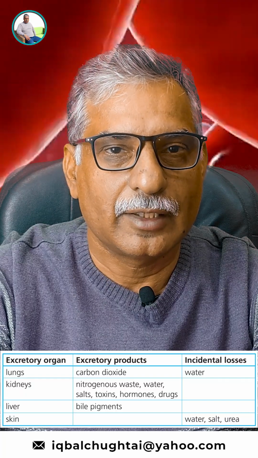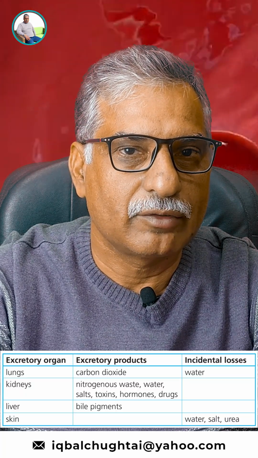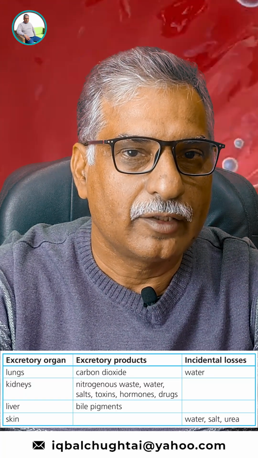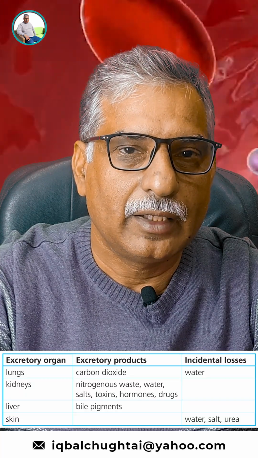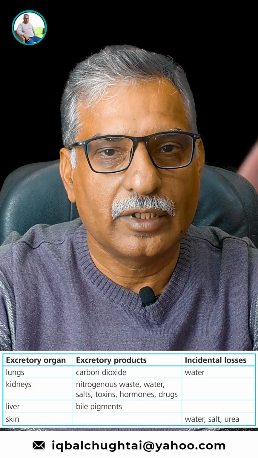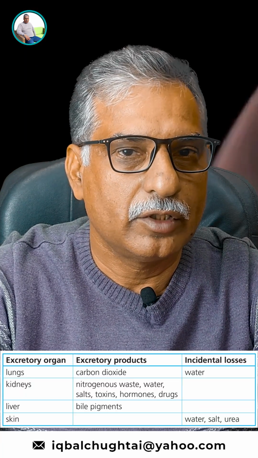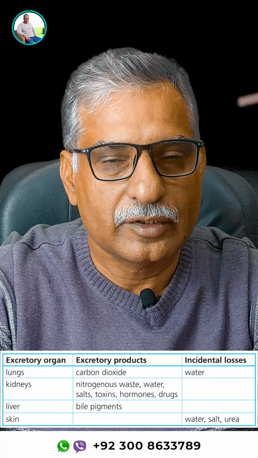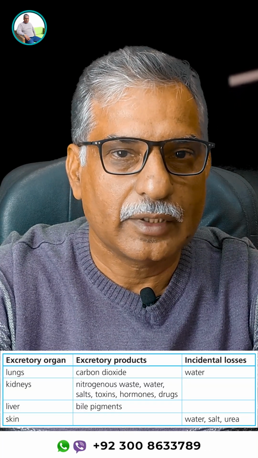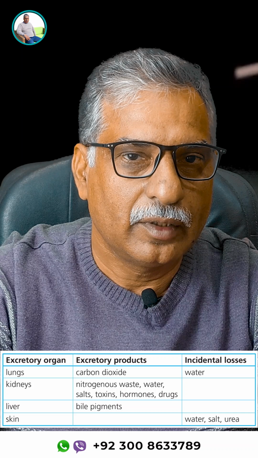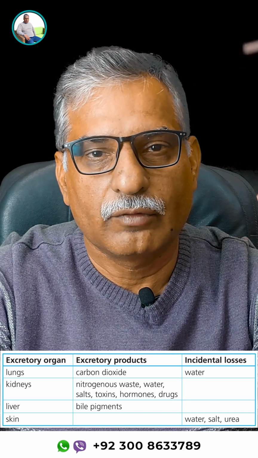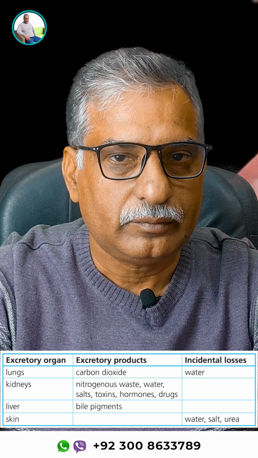Similarly, bile is another waste product that is made by the liver, and it is stored in the gallbladder and later released into the digestive system, into the duodenum part of the small intestine, where it helps in the digestive processes as well, and it is excreted along with the feces.